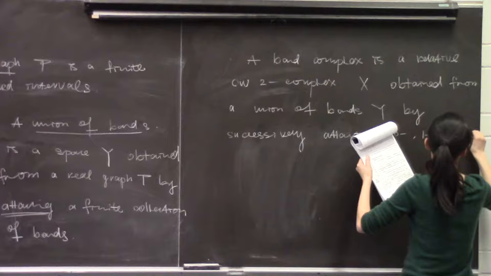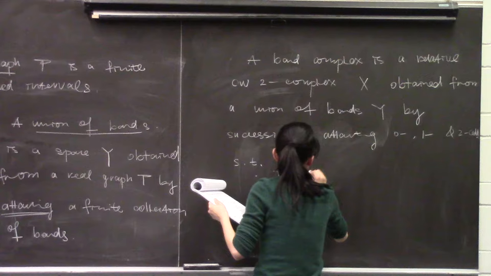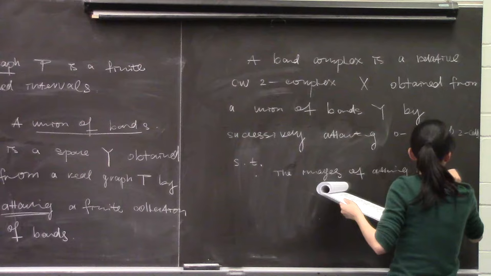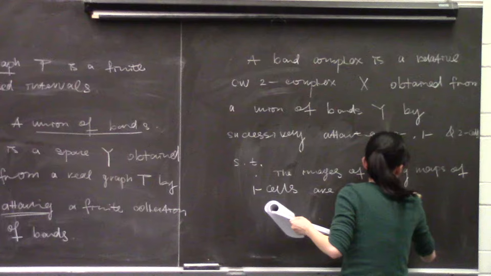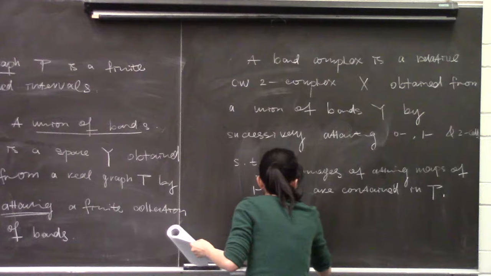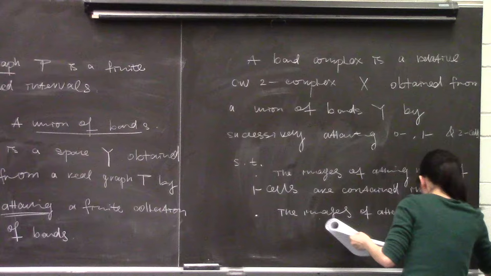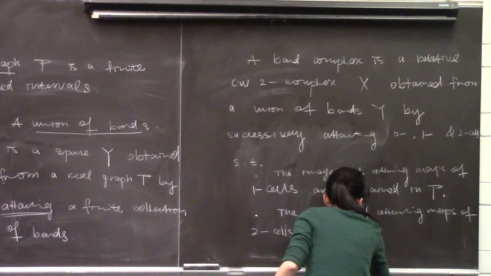When we attach, there are some restrictions. The first one is the images of attaching maps of one cells are contained in gamma, and two, the images of attaching maps of two cells are vertical.